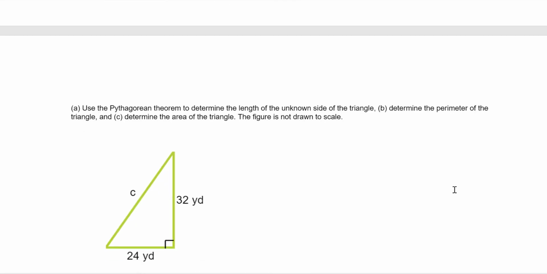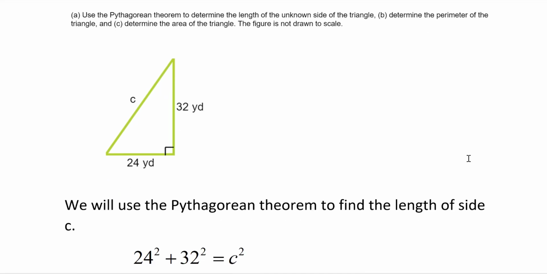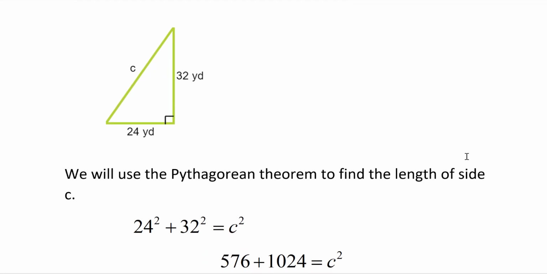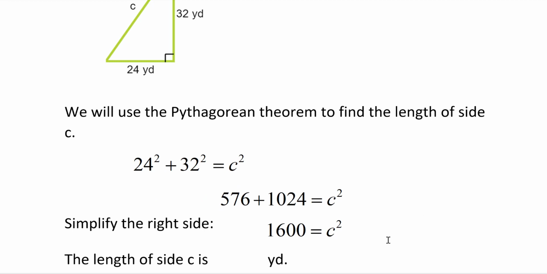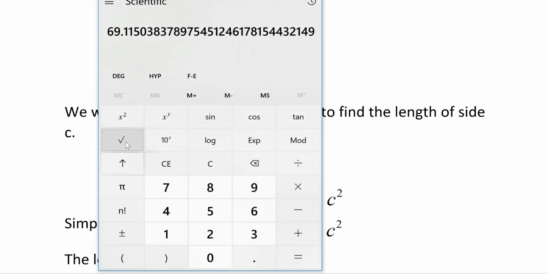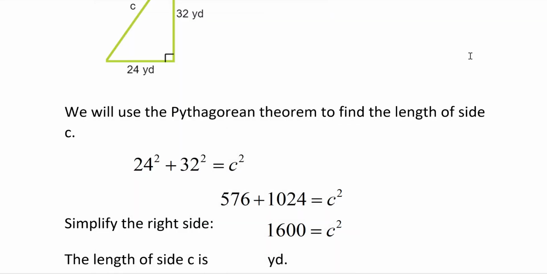Use the Pythagorean theorem to determine the length of the unknown side of the triangle, determine the perimeter of the triangle, and determine the area of the triangle. We'll use the Pythagorean theorem to find the length of side C, which is the hypotenuse, so 24 squared plus 32 squared is equal to C squared. 576 plus 1024 equals C squared. I simplified the left side. I have 1600 equals C squared. And if I take the square root of 1600, I find the length of side C, which is 40, and it's yards.